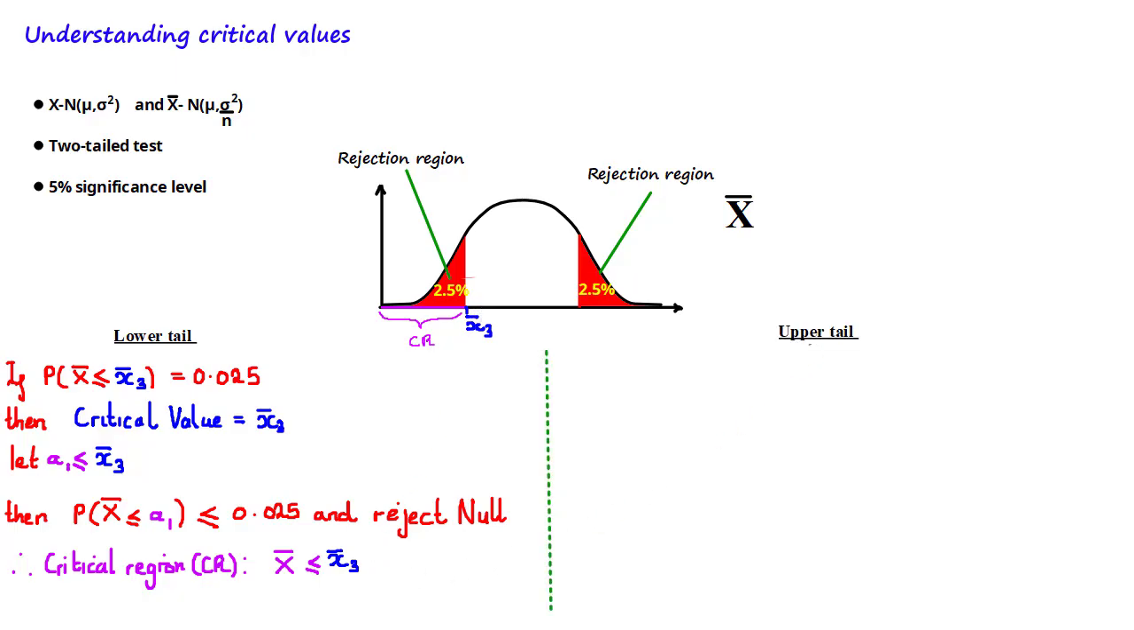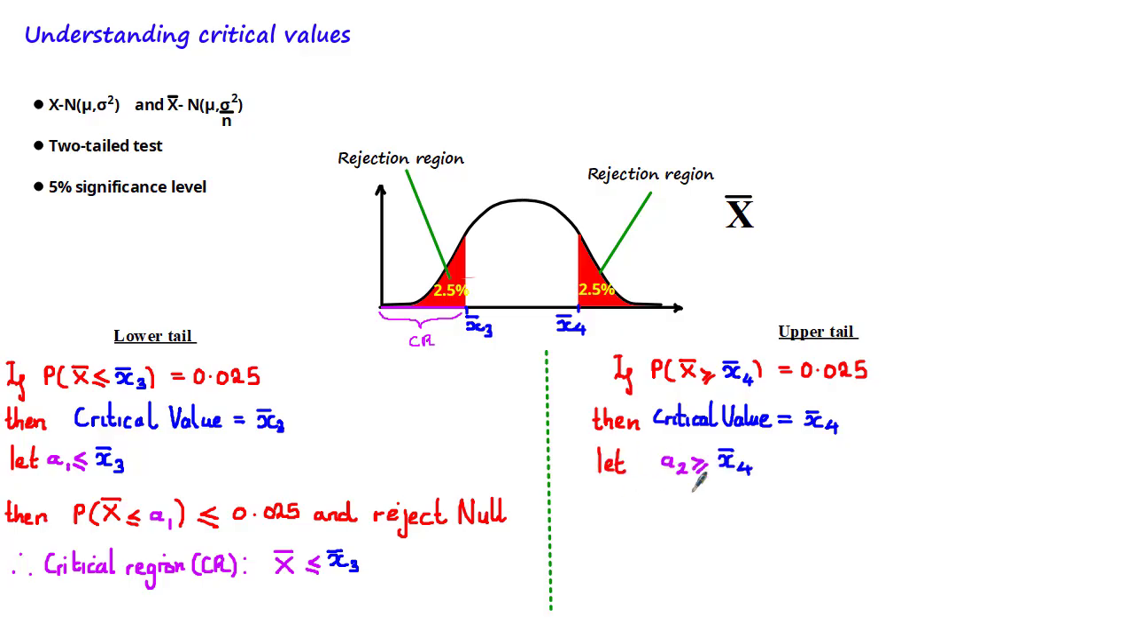For the upper tail, we would need to do the same in order to find the upper critical value. So if there is some value x bar sub 4, such that the p-value is exactly equal to 0.025, then the critical value would be equal to x bar sub 4, which corresponds to this position on the diagram. Notice the difference in the direction of the inequalities when calculating the p-values for the upper and lower tail. And you need to be aware of this for the correct calculation of the critical values.